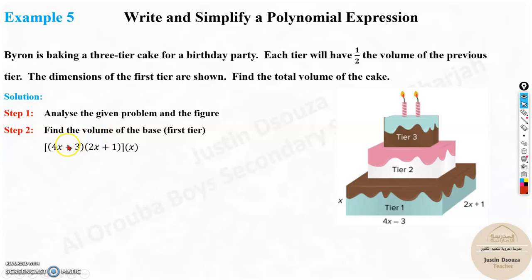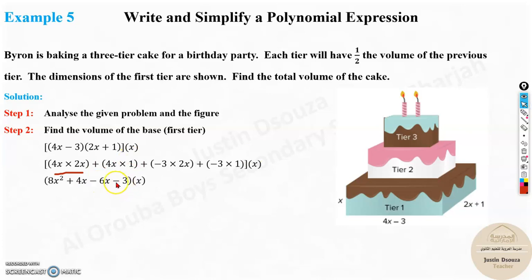First, let's do the binomials first. We can use the FOIL method. That is 4x times 2x plus 4x times 1 minus 3 times 2x plus minus 3 times 1. And then later on we can multiply this x. Solving it, it'll be 8x squared plus 4x minus 6x minus 3, and this x outside. Now you need to multiply this x inside with the distributive property, multiplying each term.